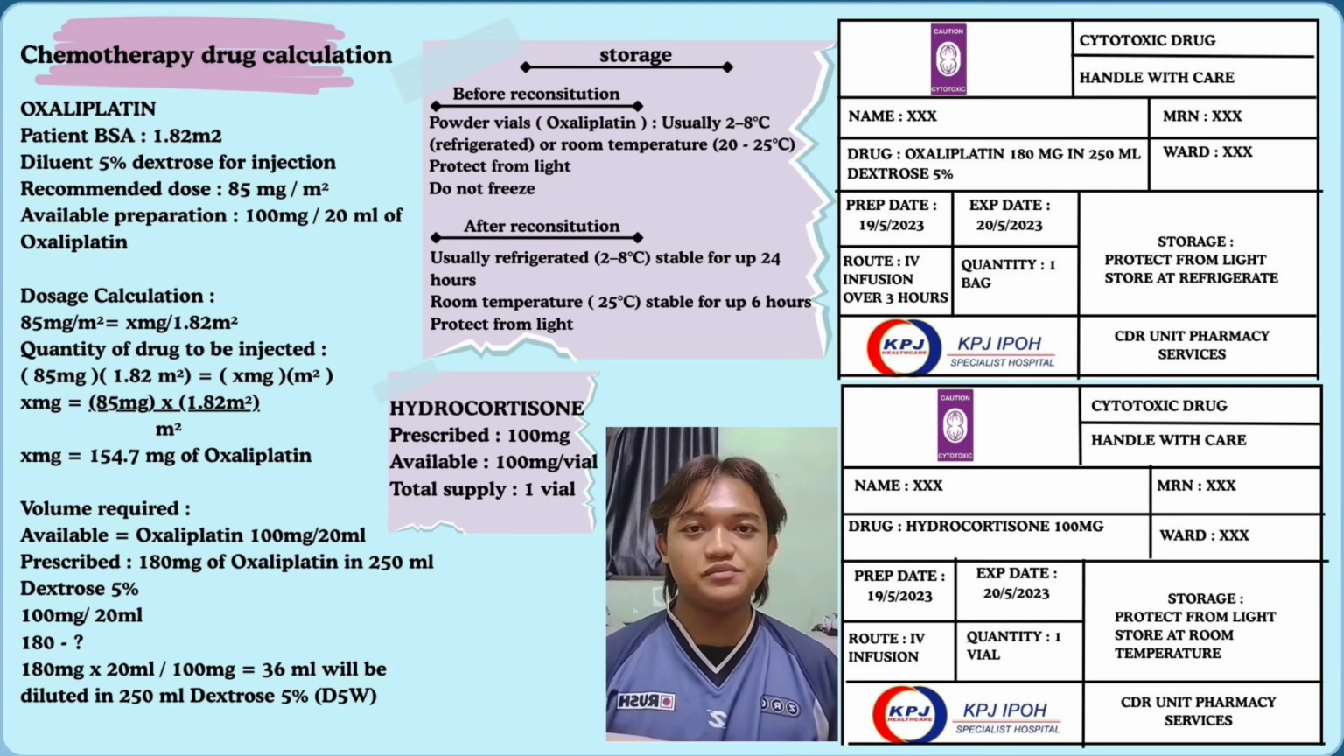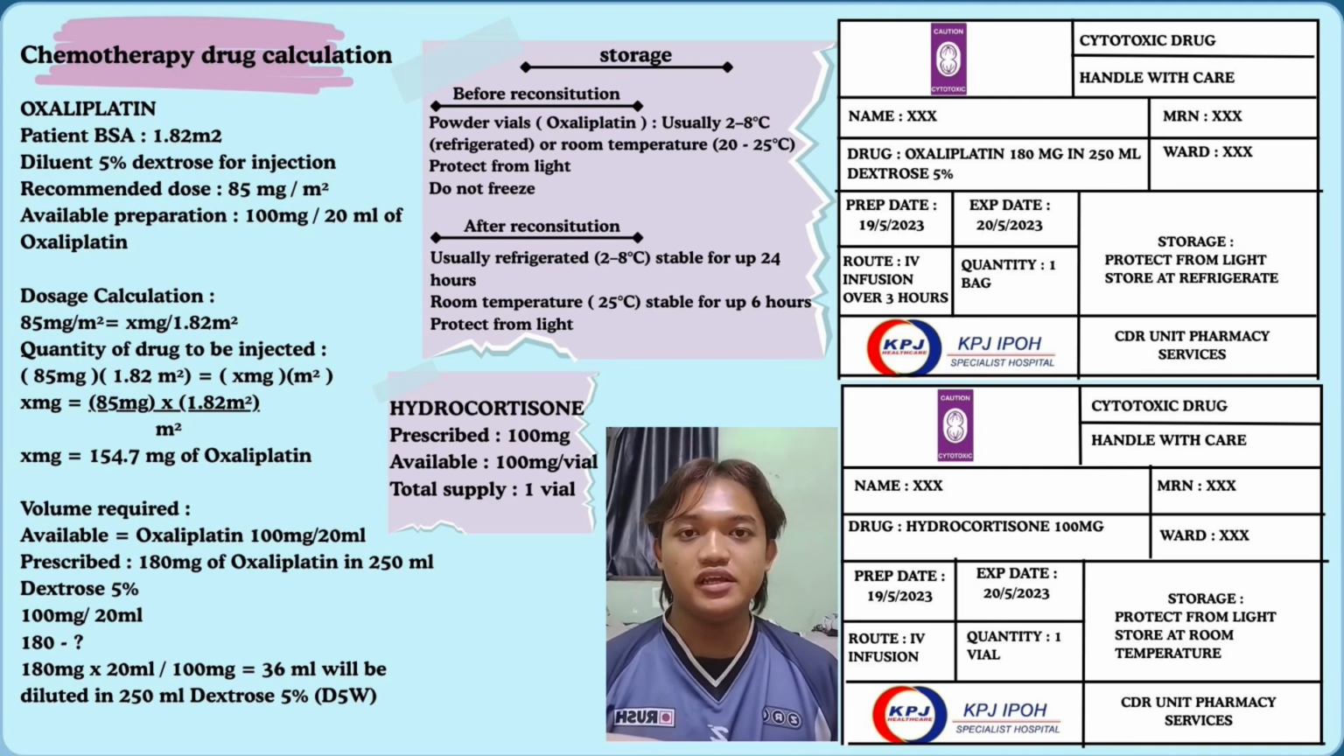And now I'm going to present about chemotherapy drug calculation. Oxaliplatin, patient BSA is 1.82 meter square. Dilute in 5% dextrose for injection. Recommended dose is 85 mg per meter square. Available preparation is 100 mg per 20 ml of oxaliplatin.